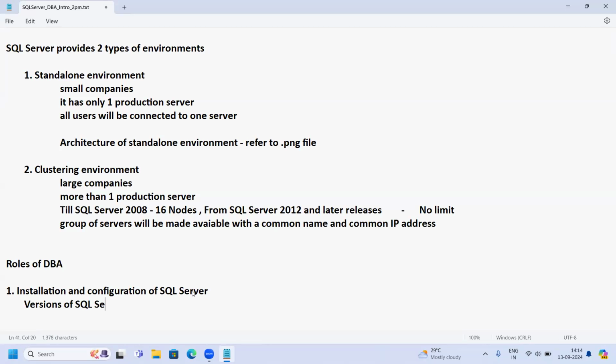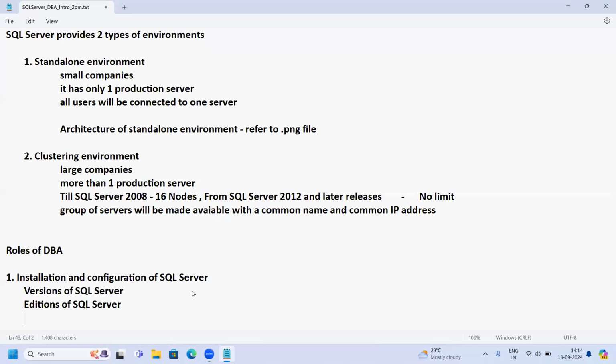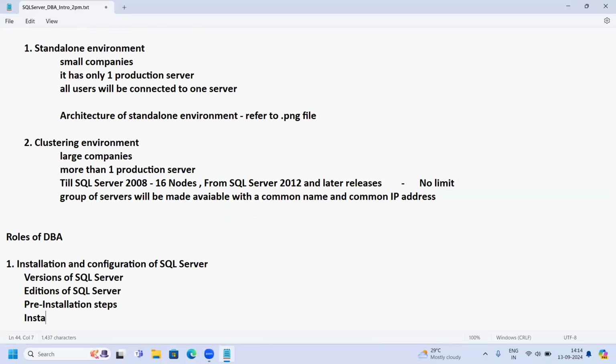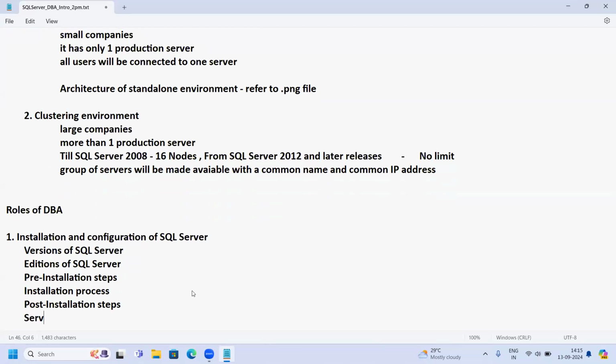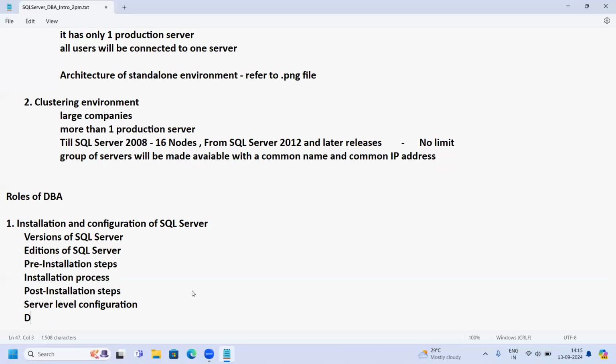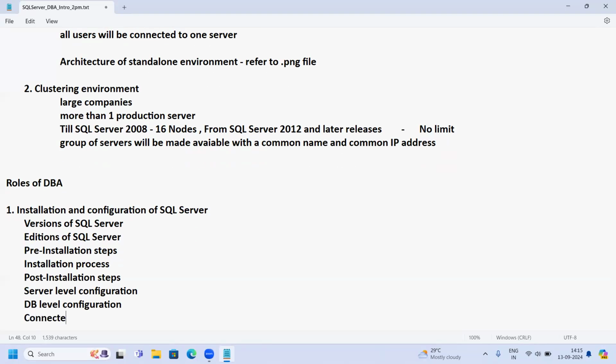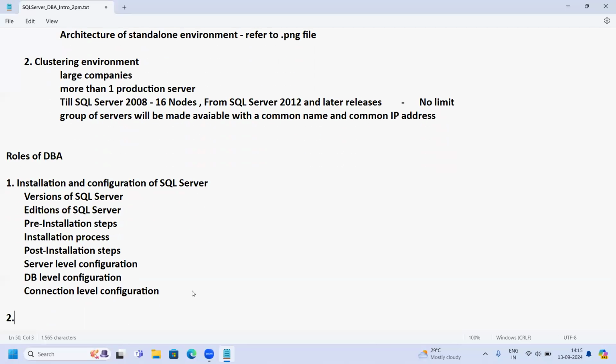In that, we'll first focus on versions of SQL Server and editions of SQL Server. Then you should know the installation process as well: pre-installation steps, the installation process, and post-installation steps. You should also know server level configuration, DB level configuration, and connection level configuration. These are all involved in the process of installation and configuration, complete.